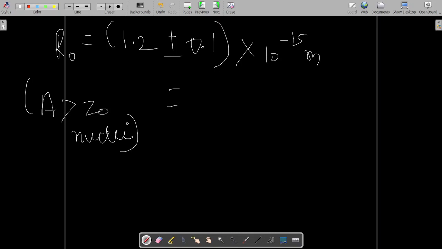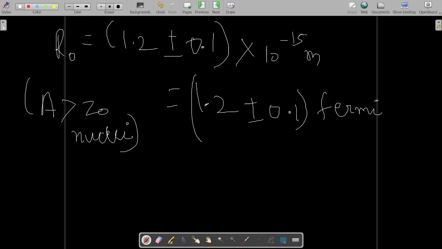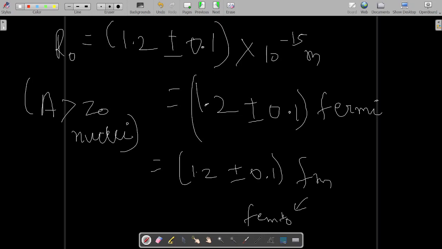Okay, so it can also be called Fermi, or it can also be called femtometer. Both are the same. What is FM? It is femtometer. So this is the value of R naught.